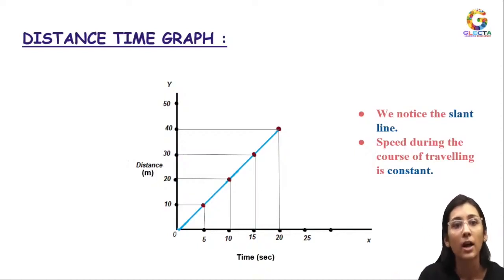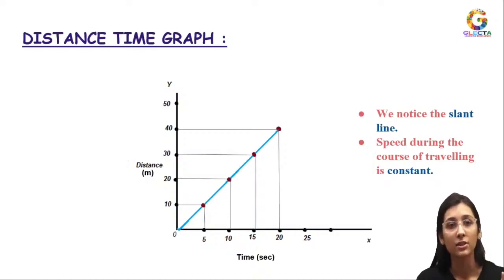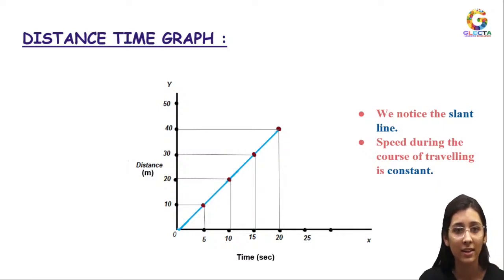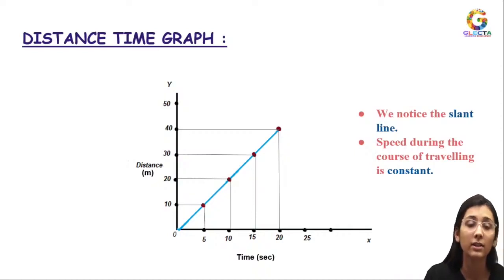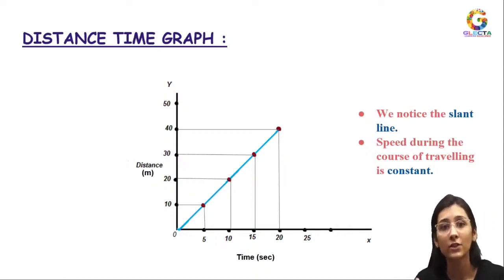So if I ask you, an object took 15 seconds to travel some distance, from the graph tell me how much distance was traveled. So you can now answer it. In 15 seconds, you can see the distance was how much? 30 meters, right? So we notice the slant line. The slant line over here represents uniform motion, right? That means in 5 seconds, 10 meters of distance is covered. In 10 seconds, 20 meters of distance is covered. So these are equal intervals of time, right?